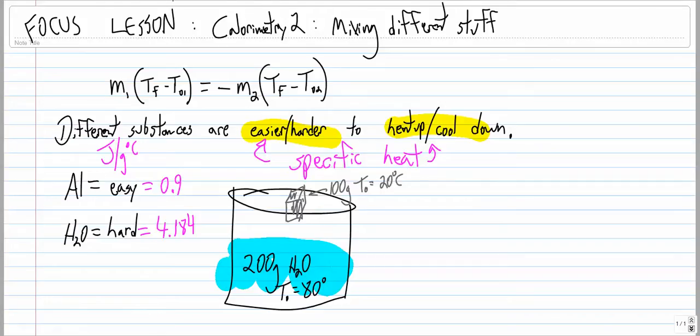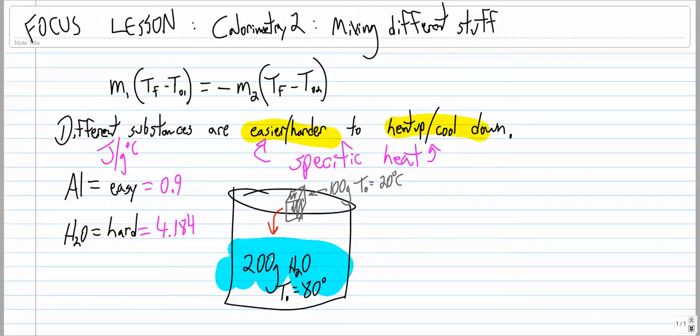So what we're going to do then is take that chunk of aluminum and throw it in the water. We're going to ignore any heat that's going out into the environment here. We know what's going to happen, we can't stop it, but we're just going to pretend that we're going to get the perfect answer. So how do we solve this?